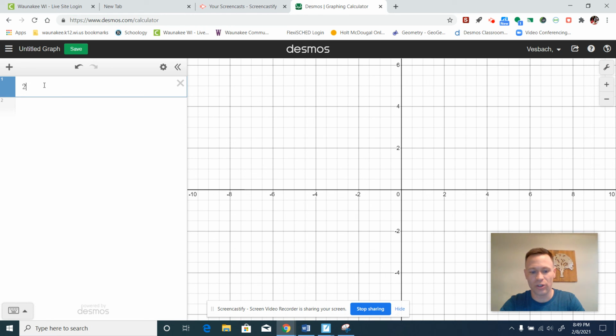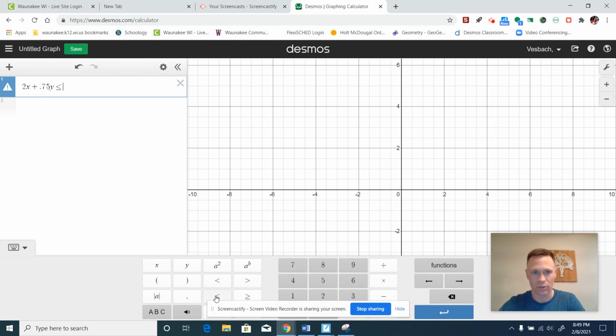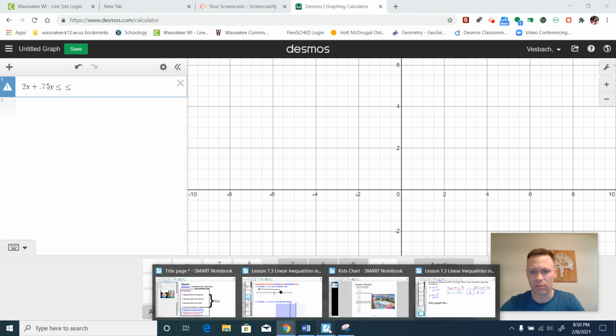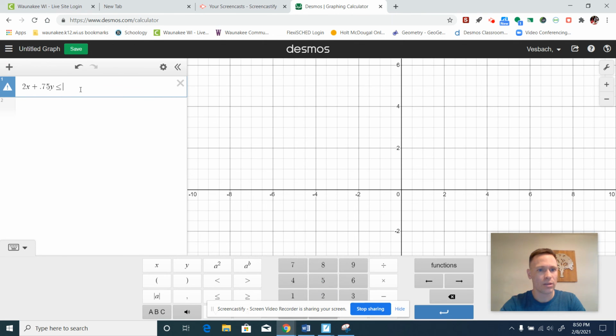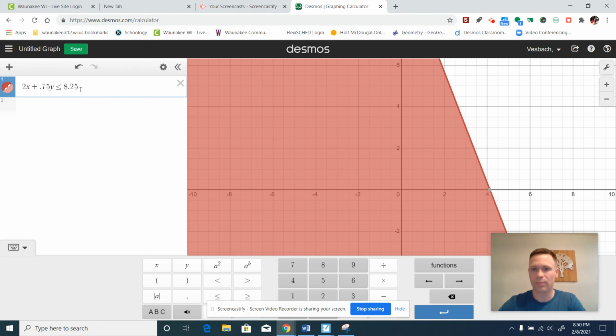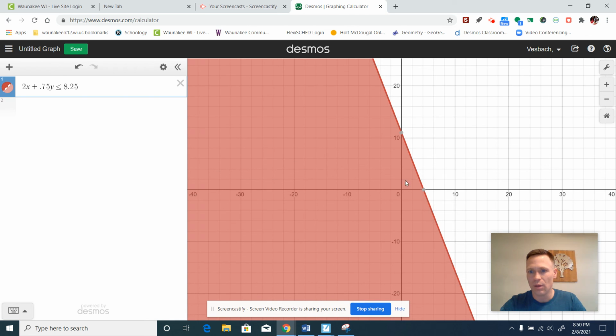So our equation was 2x plus 0.75y. And that was how he was spending money, right? So it has to be less than or equal to. I'm going to go grab my less than or equal to symbol, which is right here. And how much money did he have? Was it 8.25? I believe so. I'm just going to double check. Yep, 8.25. And there's my graph. I'm going to zoom out. And there it is. So here's what we understand about this graph, okay?